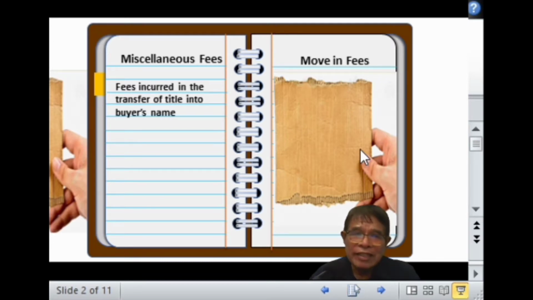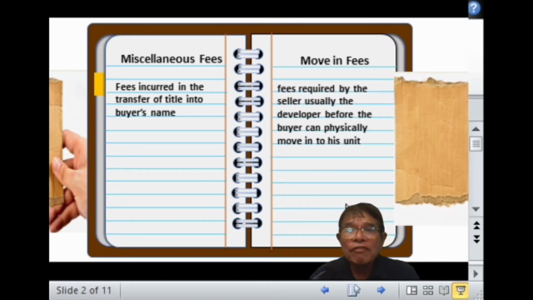What about move-in fees? Move-in fees are fees required by the seller before the buyer can physically move in to his unit. This includes payment for water connections, electricity, and insurances. Sometimes it includes one-time homeowners association membership. It's best to mention this to your buyer even at the start of the transaction, such as the reservation agreement, because many buyers would think that these are hidden fees if you delay, and it may come as a surprise.